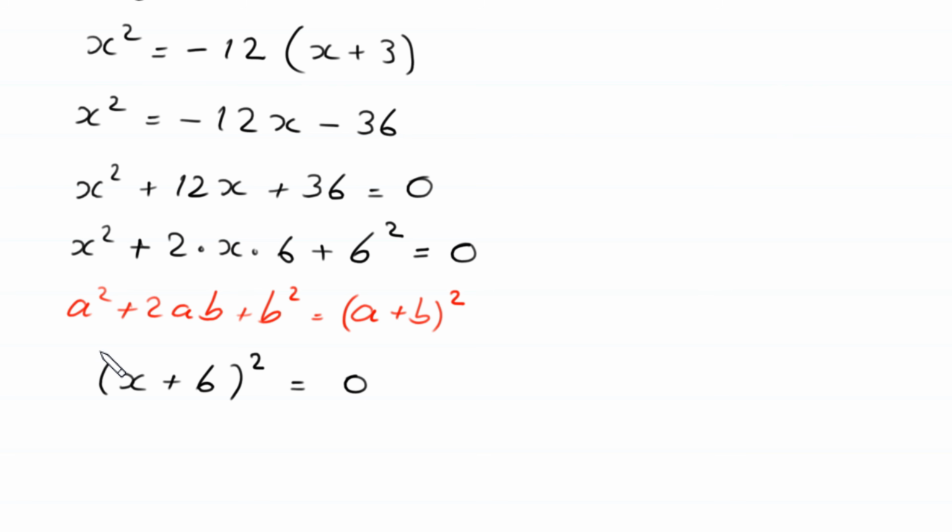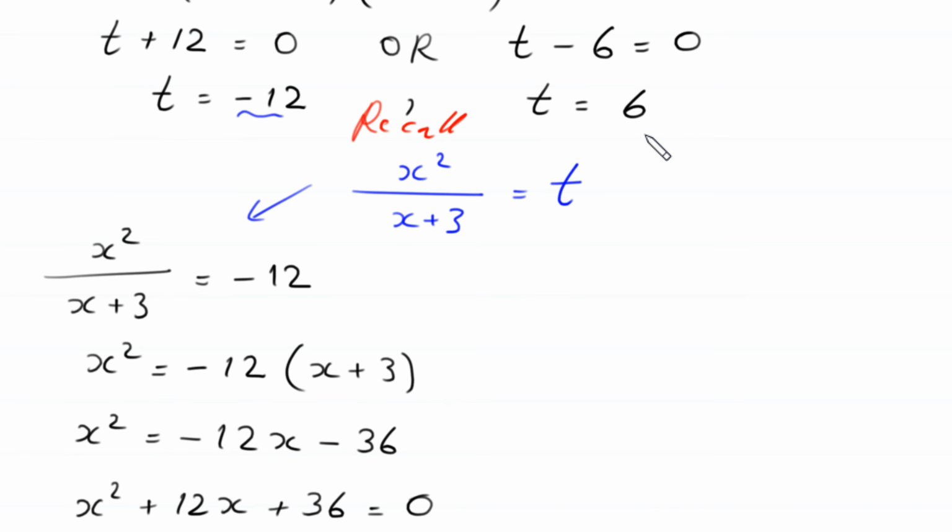From here we take the square root of both sides. So this square will be cancelled out with this square root, and we are left with x plus 6 is equal to square root of 0, which is 0. When we subtract 6 from both sides, this implies that x is equal to negative 6.